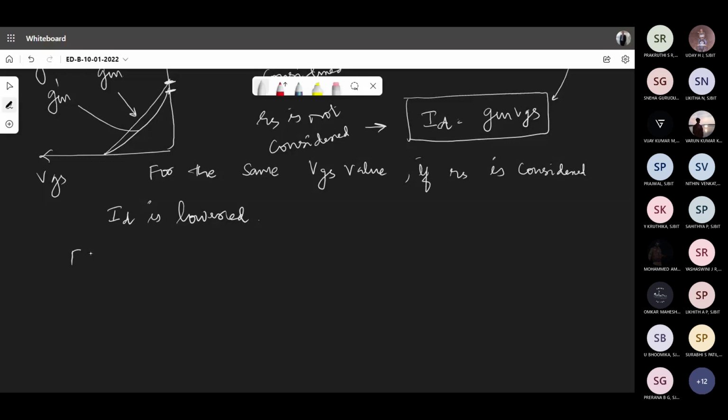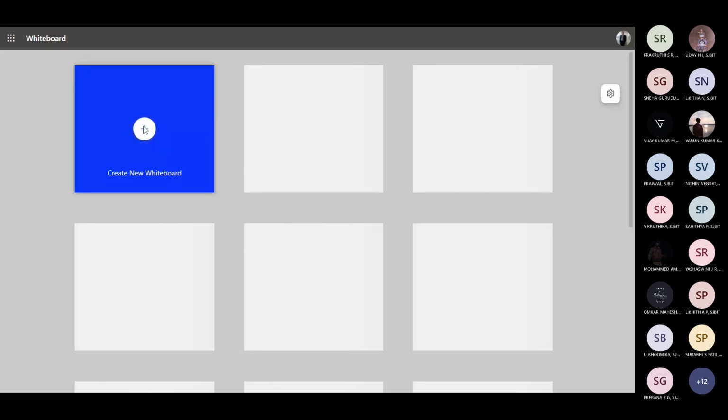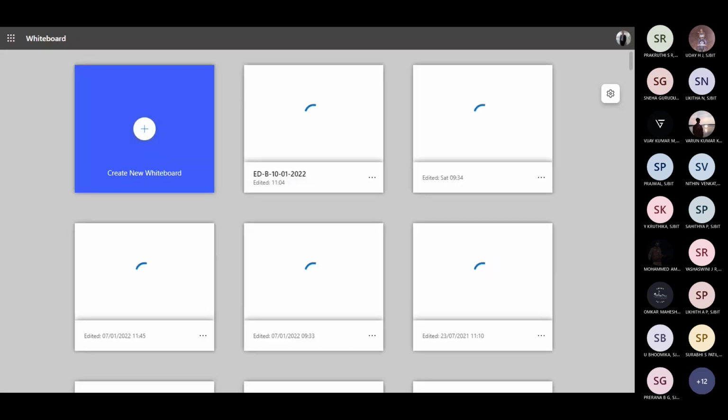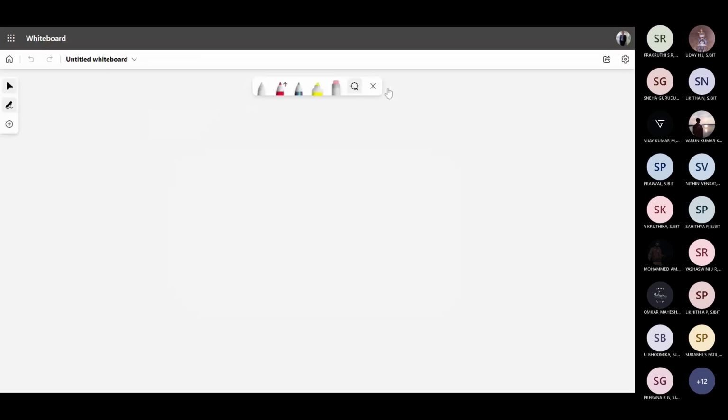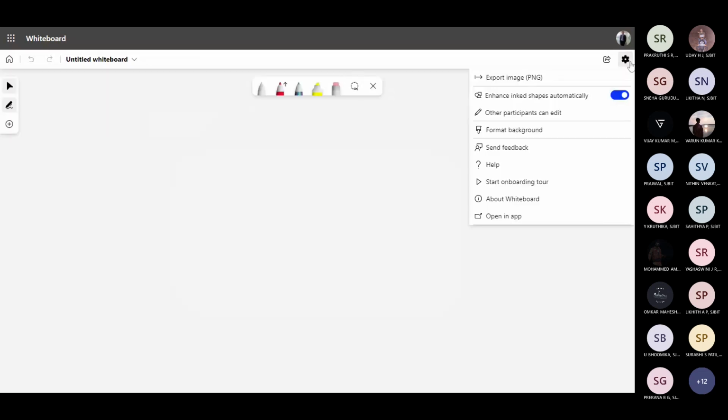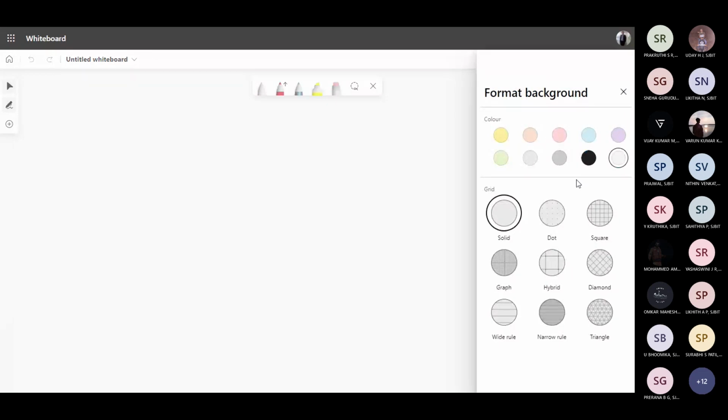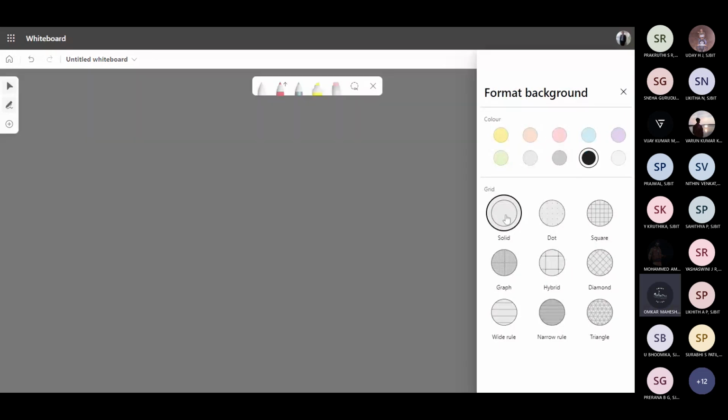Allow me to open a new this thing, whiteboard, because this kind of getting delayed, staggered. Is the white screen visible? Yes, sir. Yes, sir.